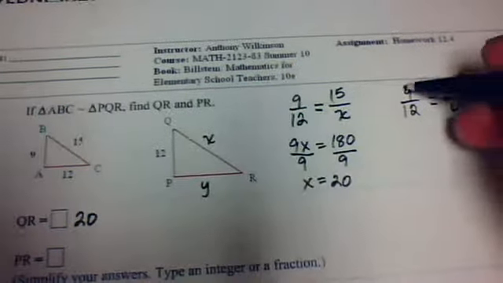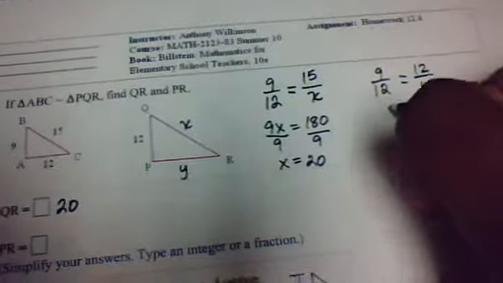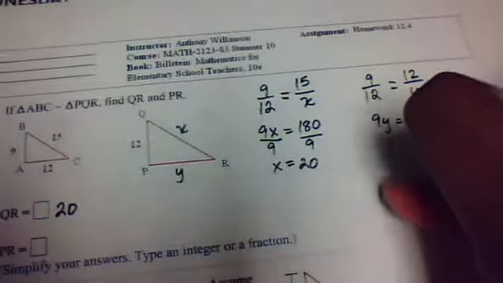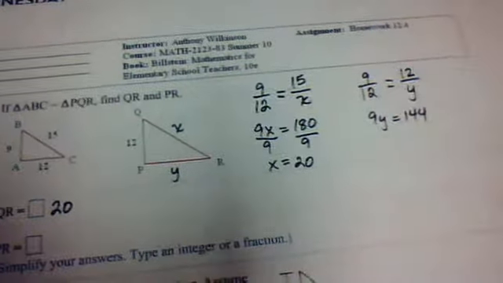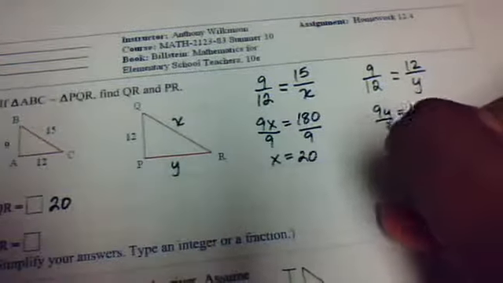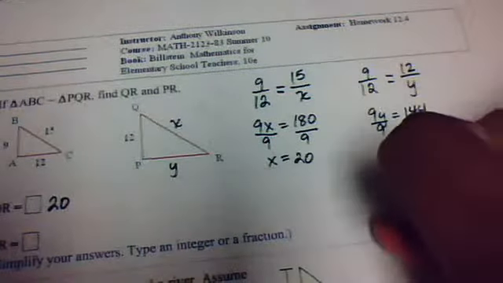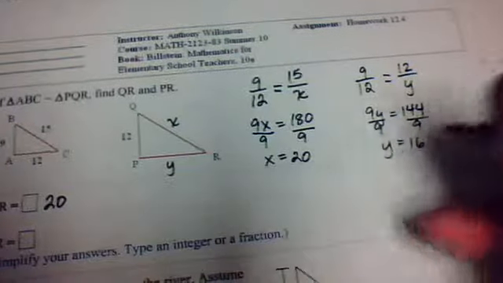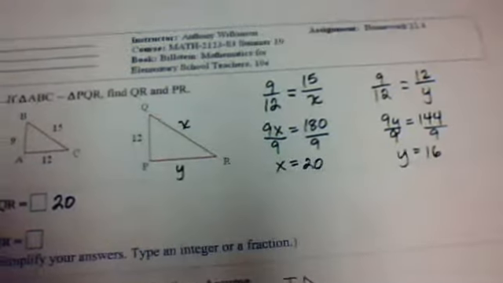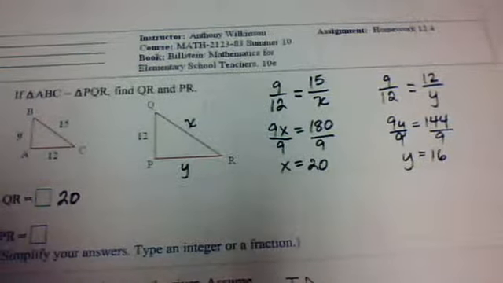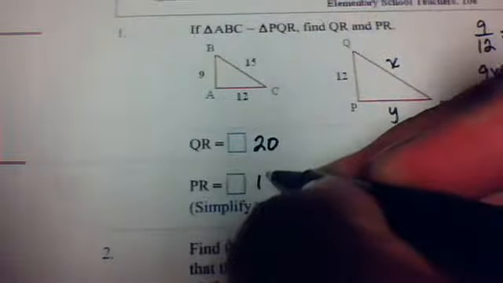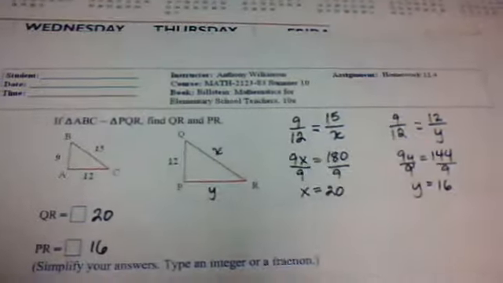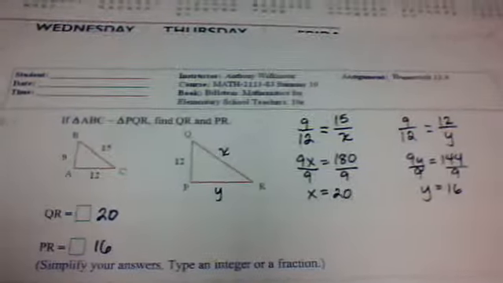And all I need to do here is just do the cross multiplication here to get 9Y is equal to 144. And then divide both sides by 9. You get Y is equal to 16. So the length of Y, or the length of PR in this case, will be 16. Okay? So that's how we will set up that particular problem as proportions.